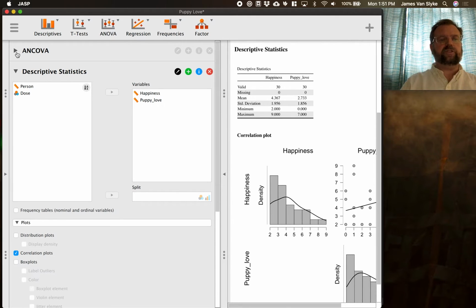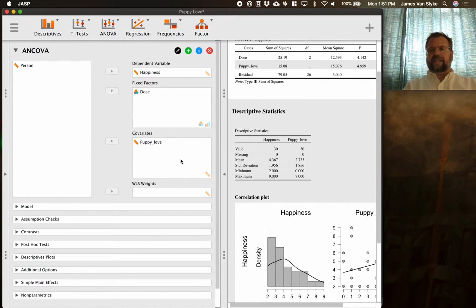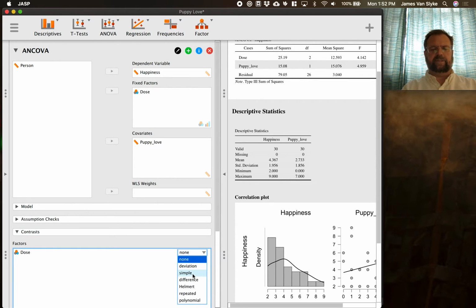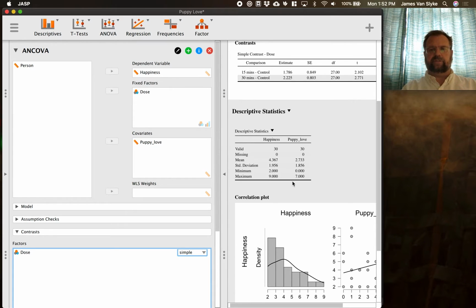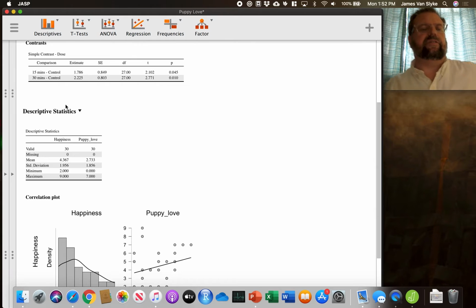Okay, so let's go back to our ANCOVA. What the covariate does is it's just adding a little bit more to our model of the relationship between the independent variable and the dependent variable. So the same sorts of things can still apply. Let's go ahead and do the contrasts. We'll do a contrast just like we did before, except this time we'll do a simple contrast. What the simple contrast does is it essentially compares the control group, or the first group, to the other two. When we do that, we find that both were significant.